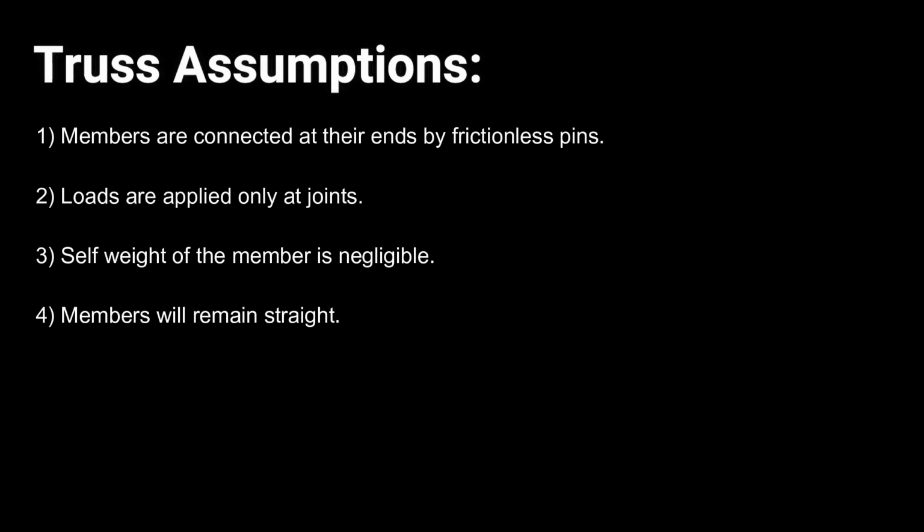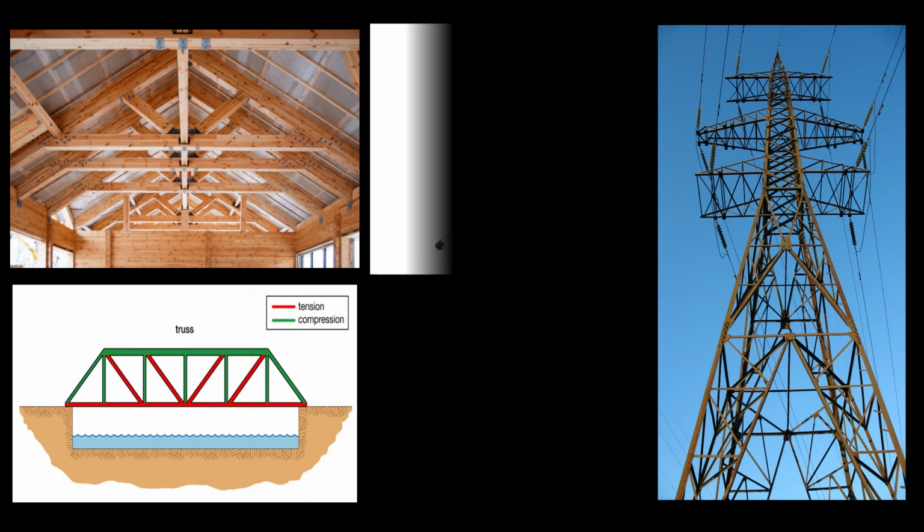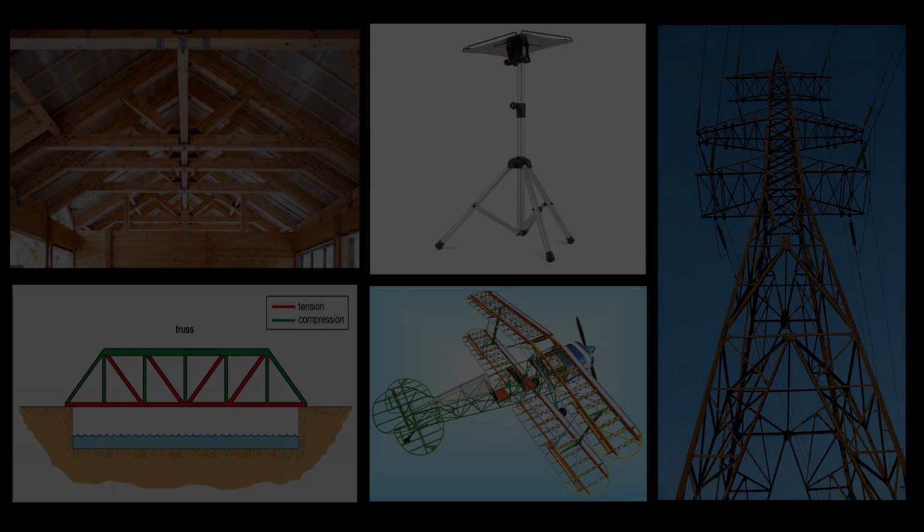Let's go to some examples of trusses, and here you can see examples of trusses based on their strength and design. King post truss, queen post, Fink truss, and Pratt truss, Warren truss, flat truss, etc. And let's see some of the real life examples of trusses. The real life examples of trusses include roofs, bridges, transmission towers, tripod stands, wings of airplane, etc.